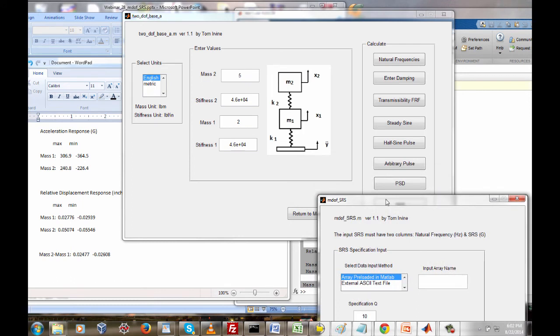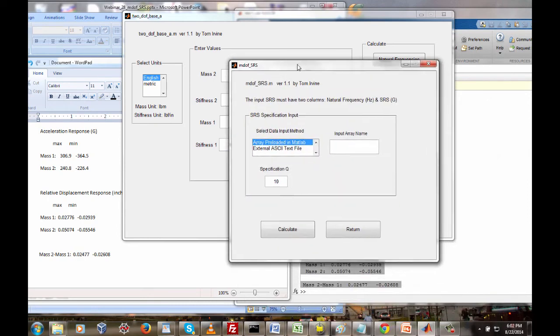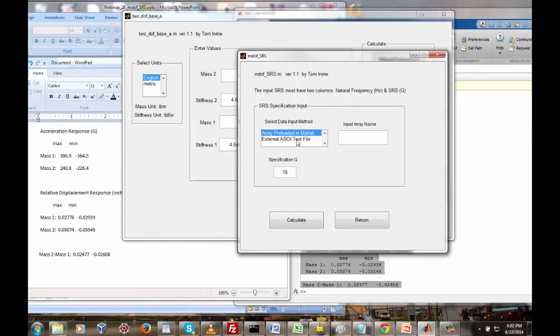So the whole method of going through the synthesis and doing the arbitrary pulse response using the digital recursive filtering relationship is actually much more flexible than what we're going to do now. But let's go here to this approximation method, and we need to apply the specification, which is natural frequency in hertz, and SRS in Gs. And we did this earlier. That's SRS underscore spec. Remember, I copied and pasted the points into MATLAB.